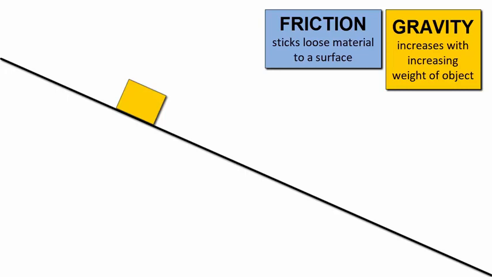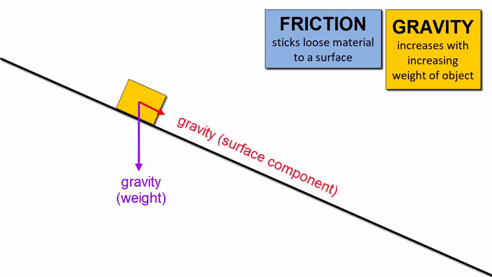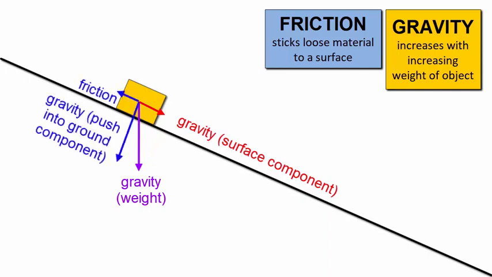This box, which is sitting on a hillside, is pulled toward the center of the Earth by the force of gravity, which is its weight. If the box is not moving, the component of its weight that moves along the surface of the hill is matched by an equal but opposite force of friction.